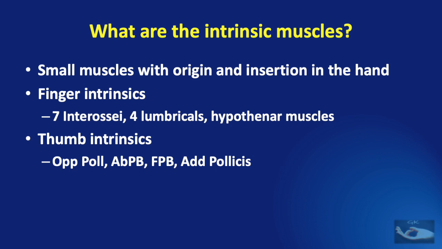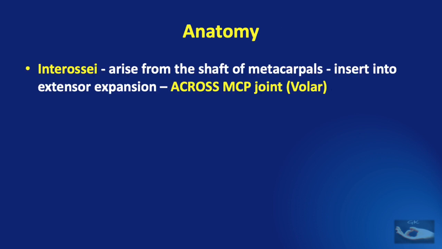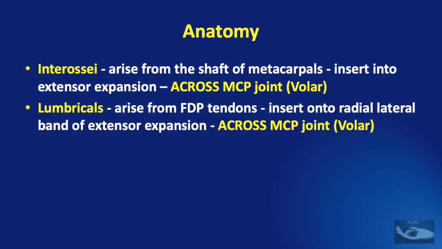There is one very interesting common feature among all these intrinsic muscles. The interossei muscles arise from the shaft of the metacarpals and insert into the extensor expansion, and they cross the metacarpophalangeal joint on the volar side. The lumbrical muscles arise from the FDP tendons of the individual fingers and insert onto the radial lateral band of the extensor expansion, and they too cross the metacarpophalangeal joint on the volar side.